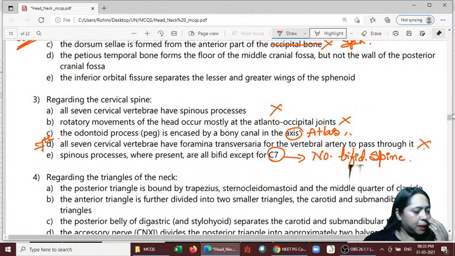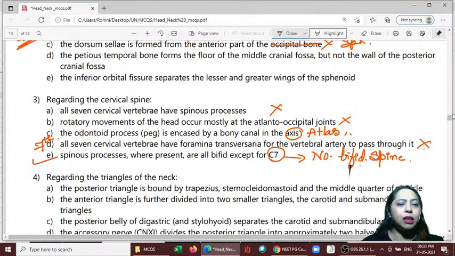No bifid spine in the C7. So this is one thing. You must remember regarding the cervical spines, all these statements are there. I would pick the one which is correct. Which one is correct? The correct one is 3E.